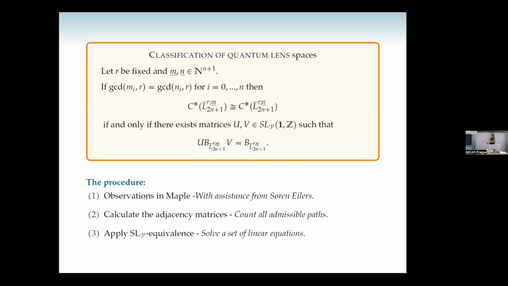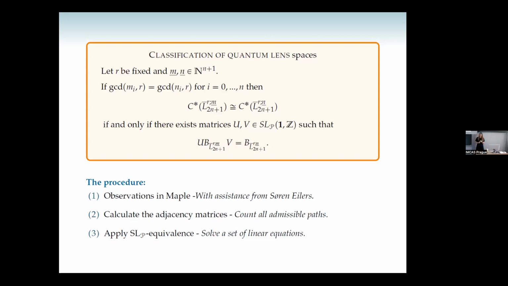Okay, so what we did was first to look at a lot of observations in a computer program in Maple, which was made by a system from Søren Eilers. As I said in the beginning, you have to look at all those paths in the graph, which becomes complicated very fast. And then you have to solve this set of linear equations you get from this part here. So it's very natural to start doing it with a computer and check if you can find a system. So that's what we did.